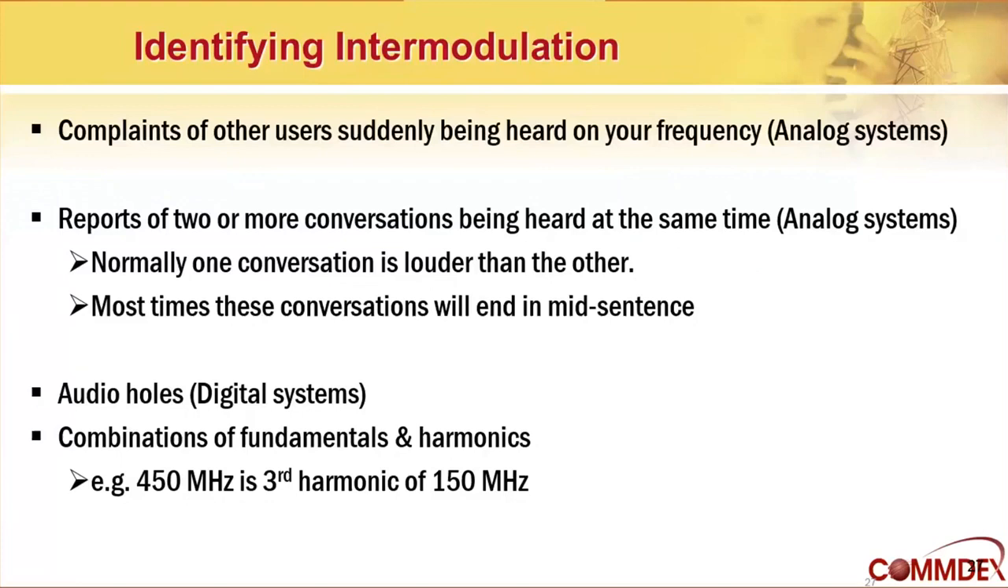So again, when you're playing detective and trying to track it down and the users complain that other users are suddenly appearing on your frequency, well, if you can actually hear them in an analog system, that's great. In a digital system, you may not hear them, but it will cause audio to drop in and out as the interference occurs. And again, you can identify it through the software, which will then get your fundamentals and harmonics and determine the possible combinations.